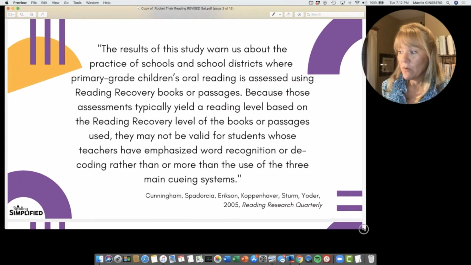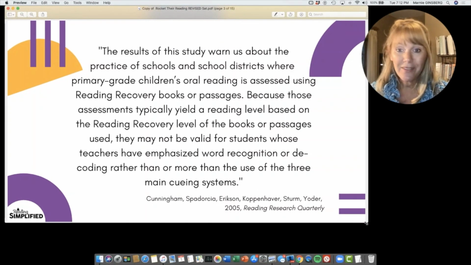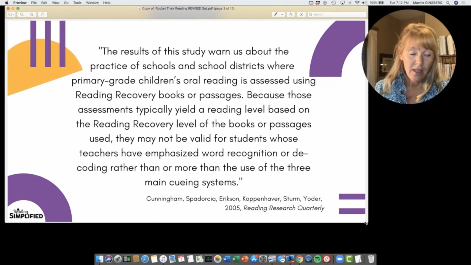Okay, and here is one thing that this study found using 80 different texts. The results of this study warn us about the practice of schools and school districts where primary grade children's oral reading is assessed using Reading Recovery books or passages. Because those assessments typically yield a reading level based on the Reading Recovery level of the books or passages used, they may not be valid for students whose teachers have emphasized word recognition or decoding more than the use of the three main cueing systems.